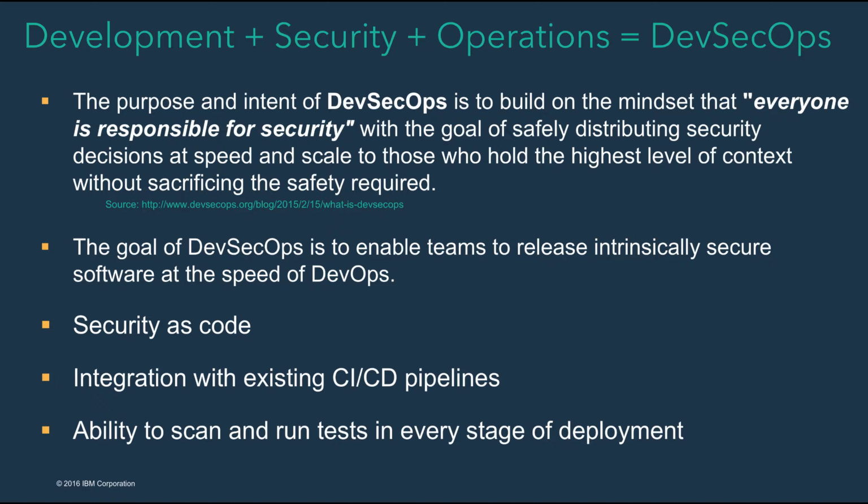The goal of DevSecOps is to enable teams to release intrinsically secure software at the speed that they become familiar with DevOps. And it's really making security as code. So in integrating security into their existing CI/CD pipeline, regardless of the tools used for that pipeline, we want to make security a first-class citizen within that, ensure that security is on everyone's mind. We also need the ability to scan and run tests in every stage of deployment. So security isn't only once I've got a completed image and I've deployed that as a live container out into production. We need to integrate security throughout the entire pipeline.